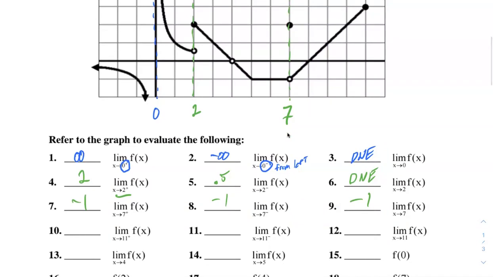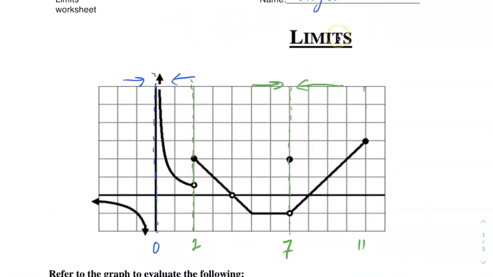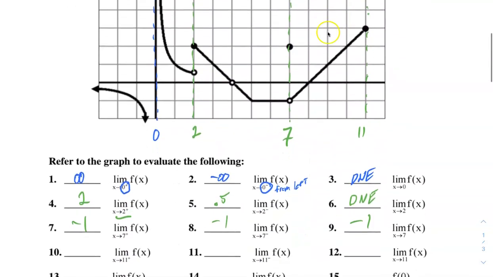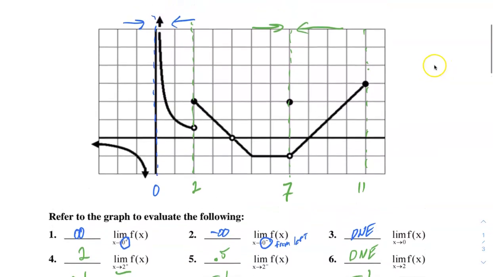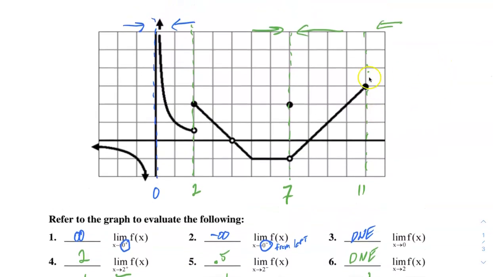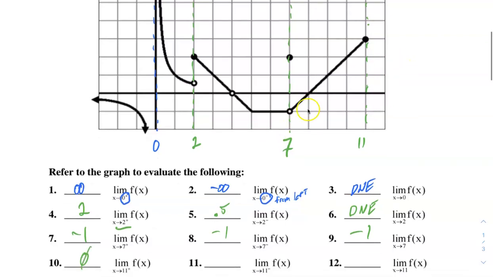Okay, 11. So 7, 8, 9, 10, 11's over here. So, dotted line. Now limit as x approaches 11 from the right. Now there's no right hand side. There's no limit here. There's no right hand side. So that's no solution. It's a bad question.